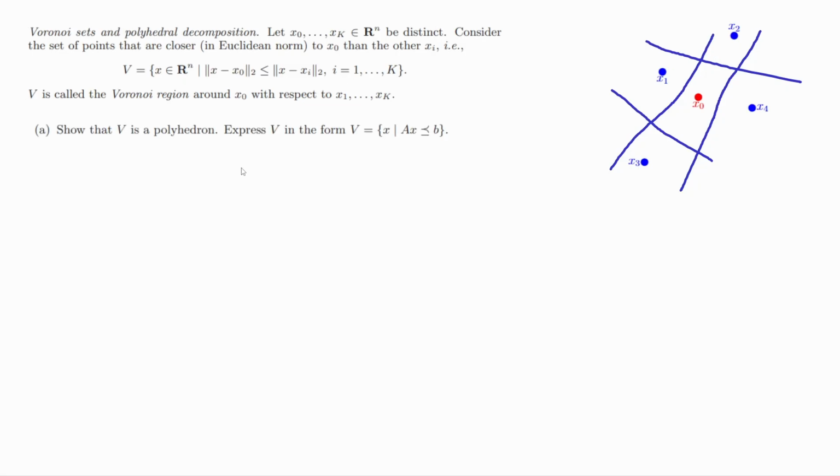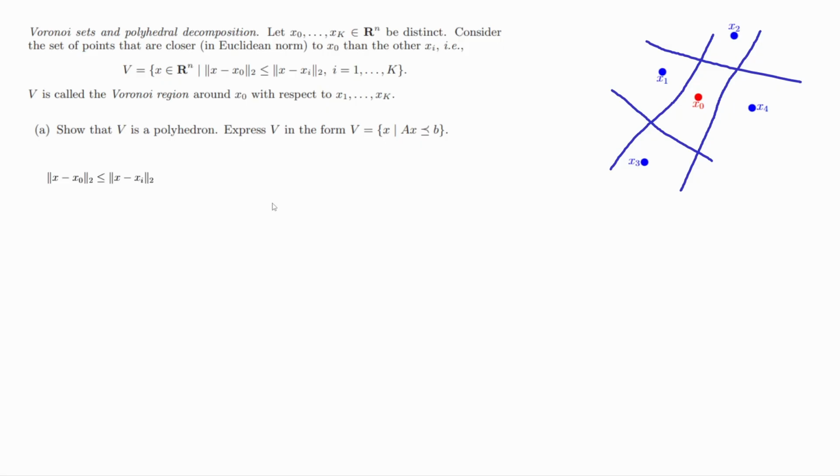To show that the Voronoi region is a polyhedron, we simply need to express V in the form of x such that Ax is less than or equal to b. And remember that a polyhedron is simply the intersection of half spaces. So if we can show that each individual constraint of the Voronoi set is a half-space, then V is just the intersection of k half-spaces, which by definition makes it a polyhedron. So let's take a single constraint and do some algebra.